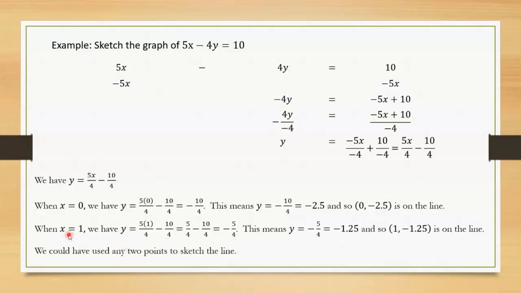When x is 1, right, we plug it in, we get 5 over 4 minus 10 over 4, which is negative 5 over 4. And that also turns out to be negative 1.25. So here we get the point (1, -1.25). This is what we get here.